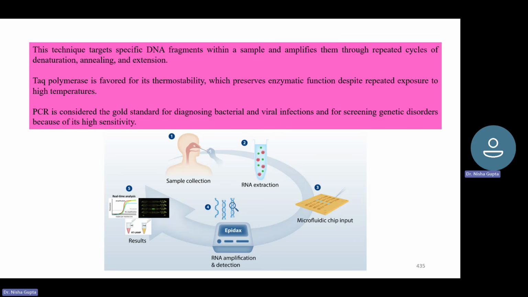So this technique targets a specific DNA fragment within a sample. Suppose you have a certain DNA sequence, right? Let me use a different color pen.